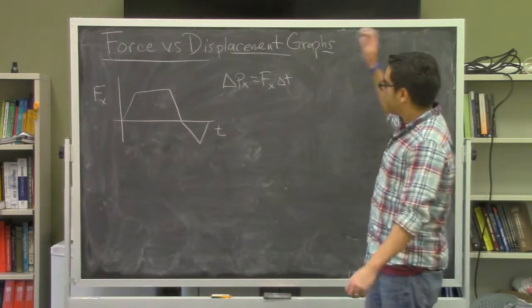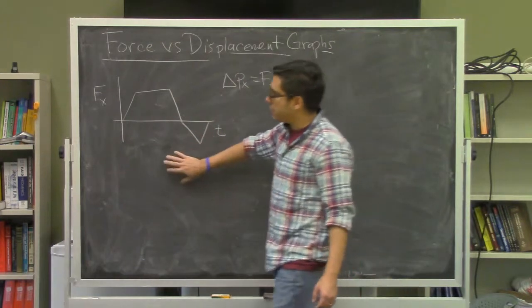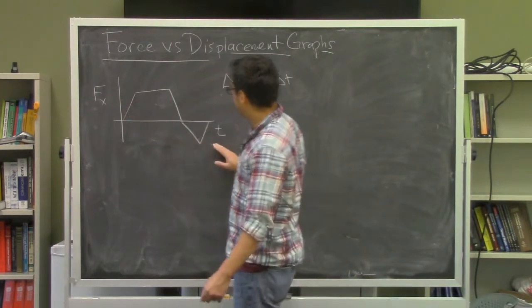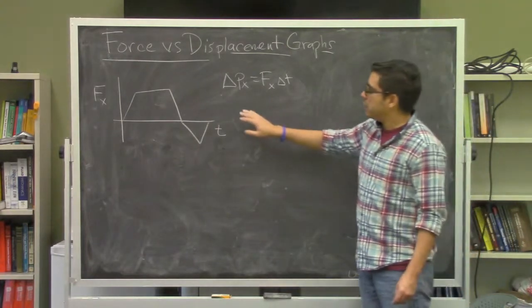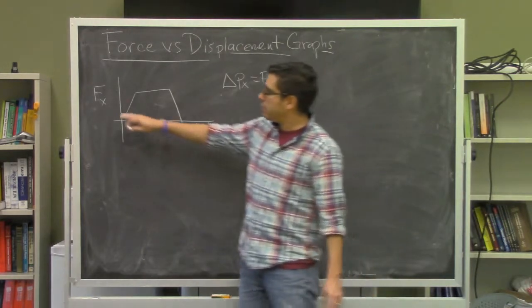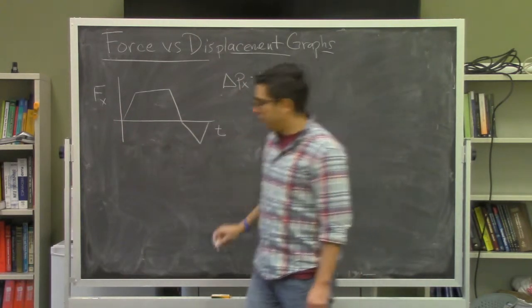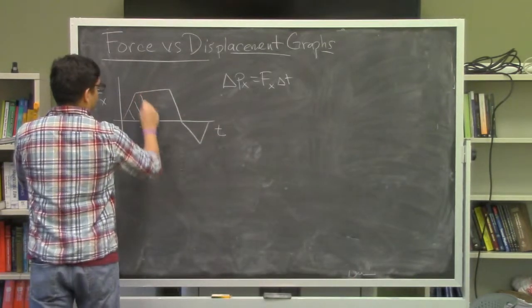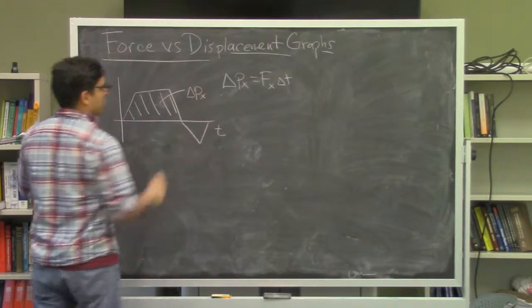Okay, so in this video I'm going to talk a little bit about force versus displacement graphs. And I already have a graph up here which represents a force versus time graph, which we talked about earlier in the class. And the idea here was that you could graph the component of a particular force over some amount of time. And the area under the curve, if you all remember, was the change in the momentum in that direction.